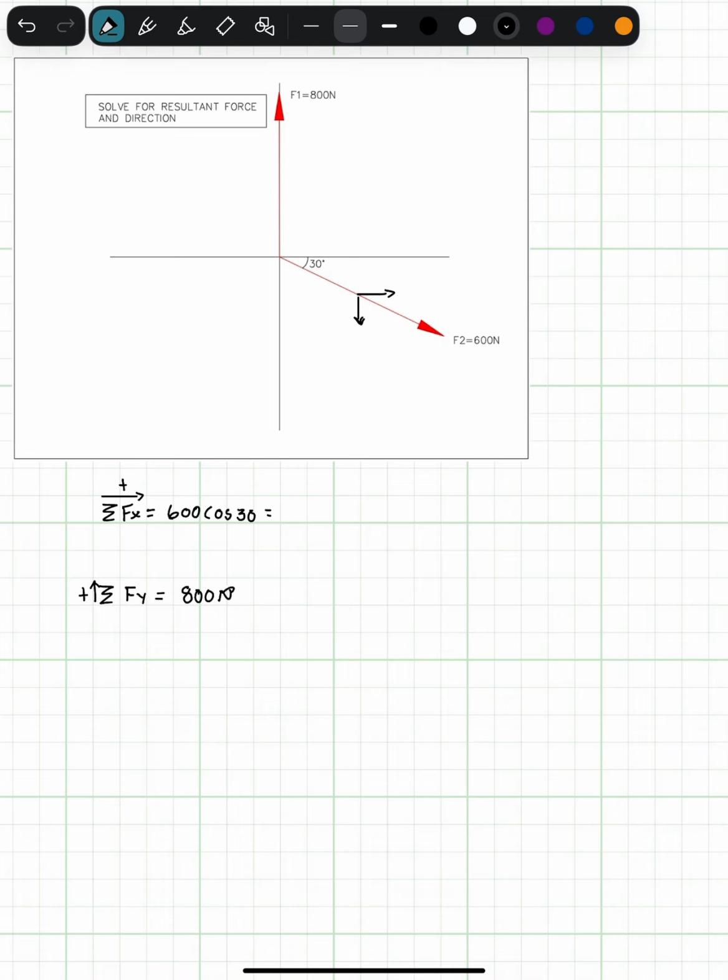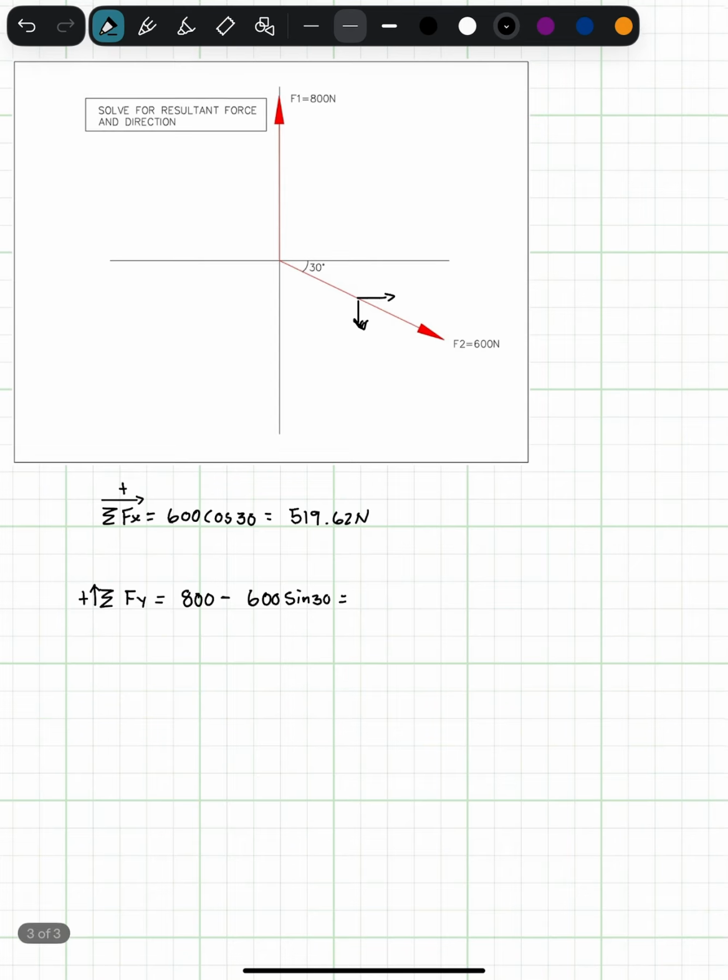Beautiful. So let's calculate. Also, actually, let's not forget the y component, right? So it's pointing downwards, 600 newtons at 30 degrees, sine 30. Almost forgot about that, but we can't forget about that. Sine 30. Let's get our x value. I'm getting 519.62 newtons for the x component. And for my y component, I'm going to get 800 minus 600 sine 30, which is 500 newtons.